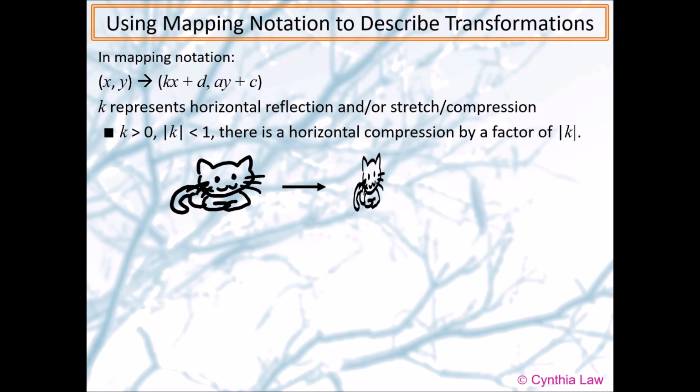When k is greater than 0 and the absolute value of k is less than 1, this means that k is between 0 and 1. There is a horizontal compression by a factor of the absolute value of k. So for example, if k is 1/3, a number between 0 and 1, then we say there is a horizontal compression by a factor of 1/3. And 1/3 is multiplied by x, so then the number will become smaller. So that's our horizontal compression.